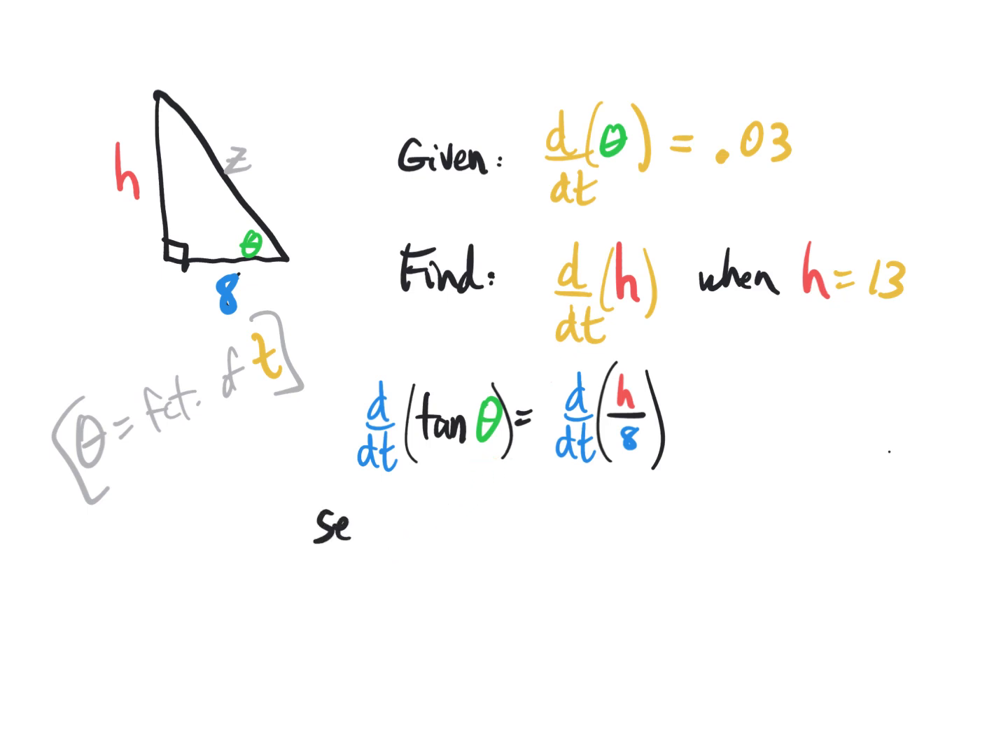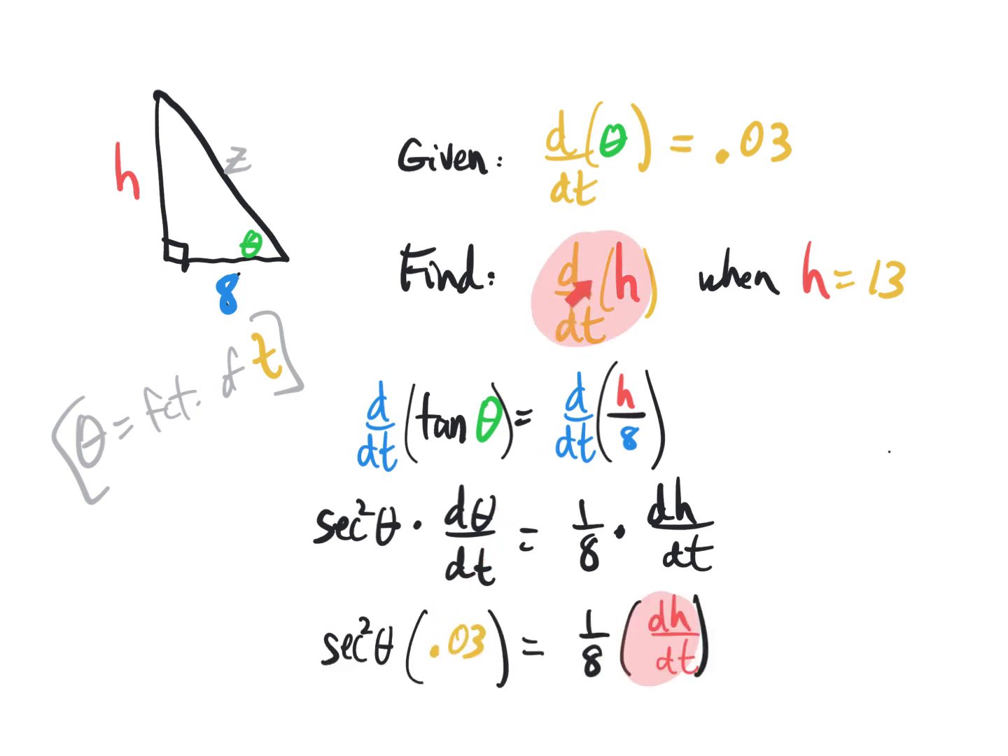The derivative of tangent is secant squared. And then, of course, we have d theta dt because of the chain rule. And on the right side, the derivative of 1/8 h is just 1/8. But don't forget the chain rule. Alright, well, which one of these do we know? We know d theta dt is 0.03. Alright, and what they're looking for is this expression. This means we should be able to figure out exactly what this secant squared of theta is. And then we can multiply it by 8 and we'll have the answer.